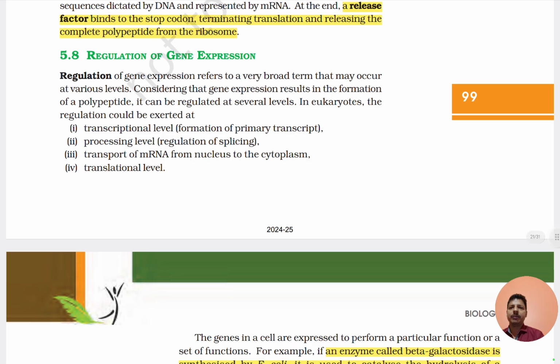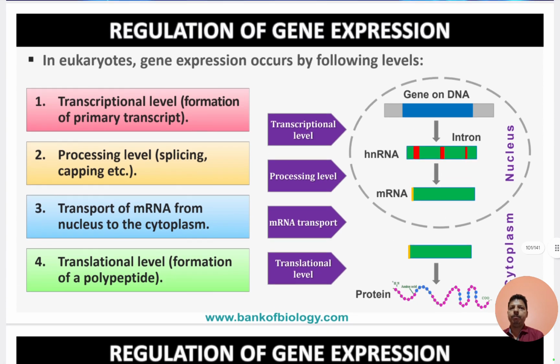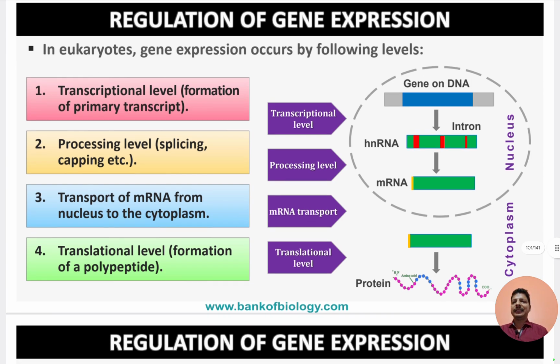Then is regulation of gene expression. Let's see that PDF here. Here you can see in eukaryotes gene expression occurs by following levels. First of all, transcriptional level, that is formation of primary transcript; processing level, splicing or capping; transport of mRNA from nucleus to the cytoplasm; and fourth is translation level, formation of a polypeptide.